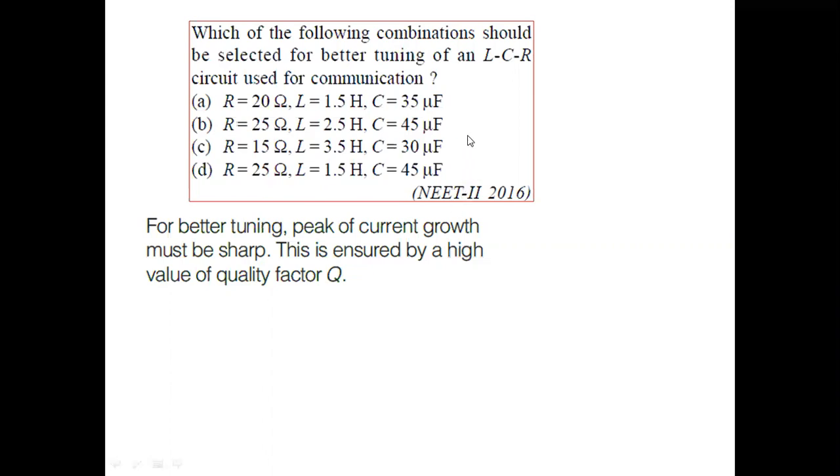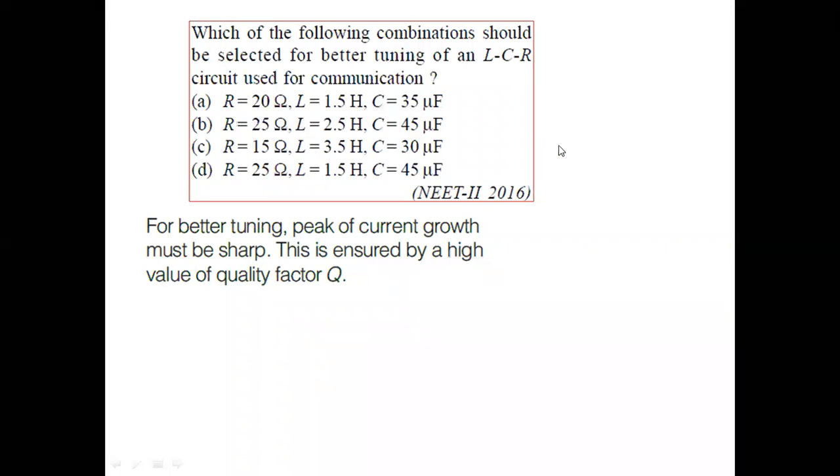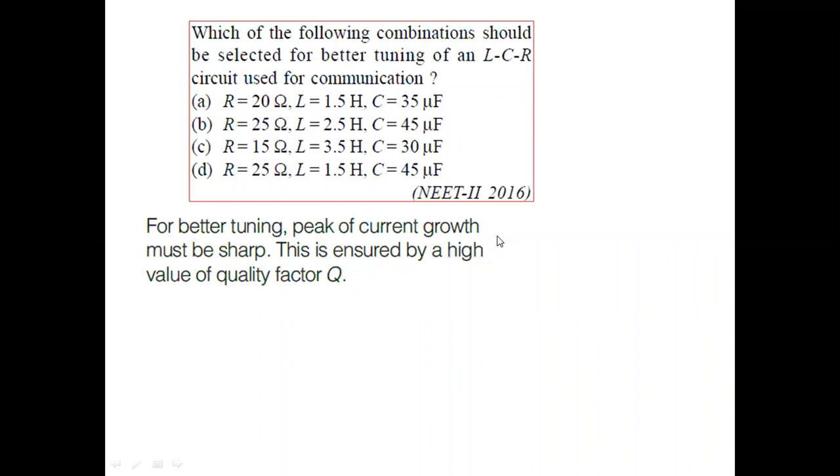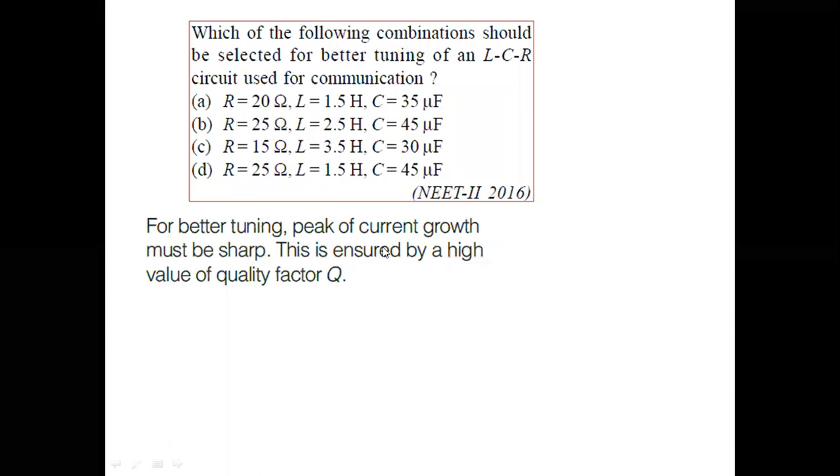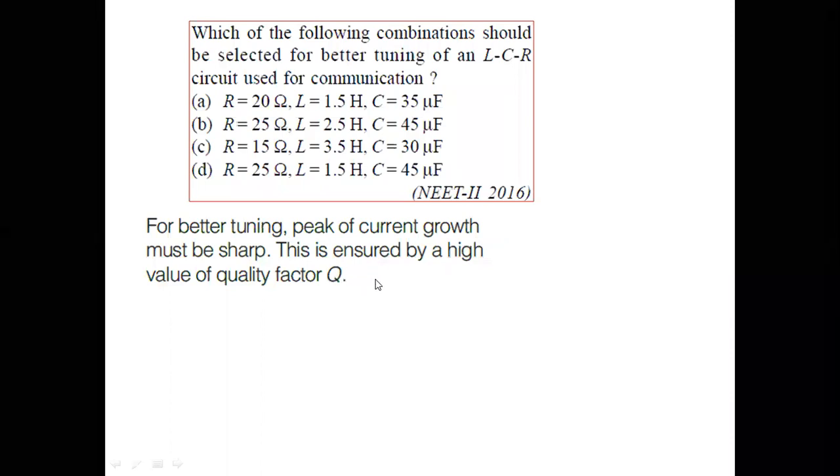Let me go with all the 4 combinations. I have R, L, C values like 20, 1.5, 35, 25. For better tuning, the peak of current, that is I equal to V upon Z, the impedance becomes very low. When Z becomes very low, of course, the current becomes very sharp and Q becomes very high, as I said. The peak of the current graph must be sharp.